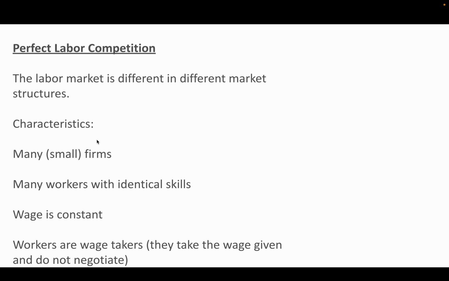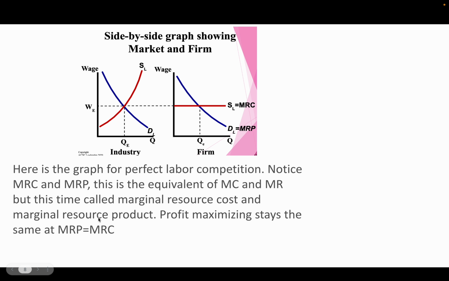Okay? So the main characteristics are it's many small firms typically. Many workers have identical skills. They're not very differentiated. The wage is constant. No one's going to be paid more or less because everyone has the same skills. If everyone has the same skills, there's no reason for your wage to be higher or lower. And then workers are wage takers. That means workers don't have a lot of negotiating power. They just have to take the wage that is given. So that's perfect labor competition.